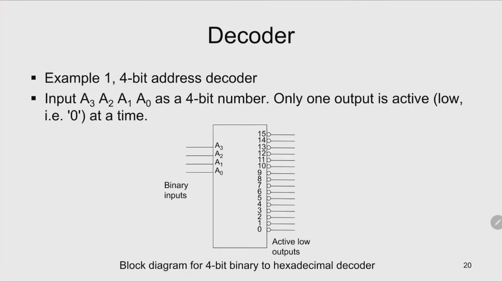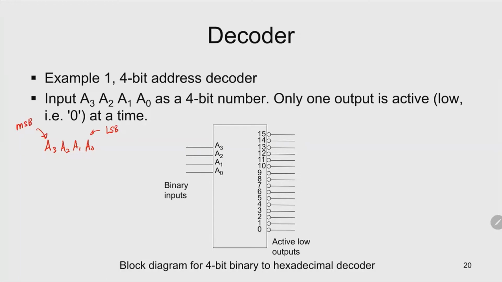Decoder. So in this case, here is an example of a 4-bit address decoder. So 4 bits means that we have 4 binary inputs. Call it A0, A1, A2, A3. So you will list this down. It will be A3, A2, A1, A0. This is the least significant bit, and this is the most significant bit.